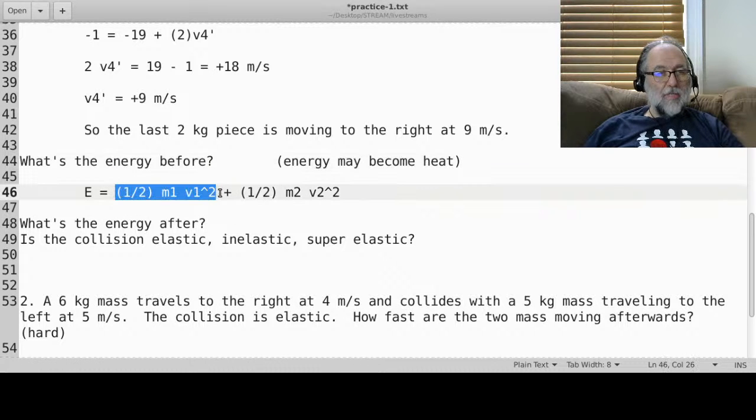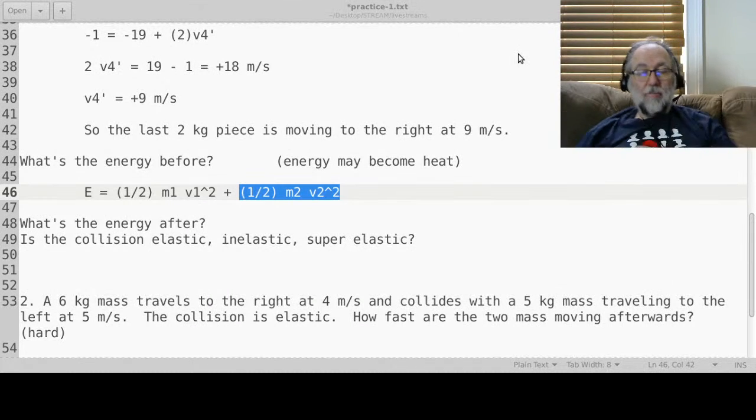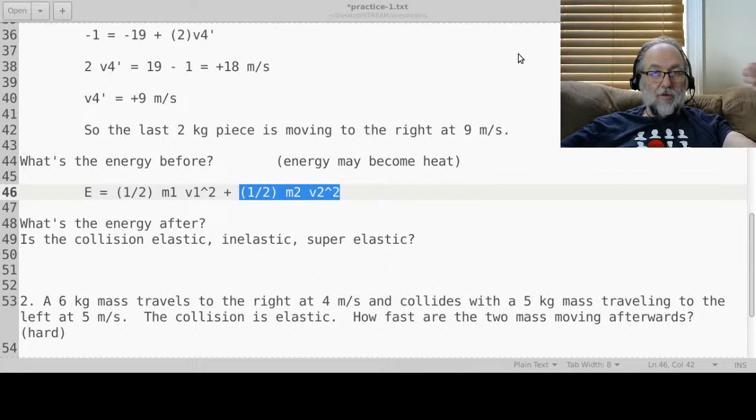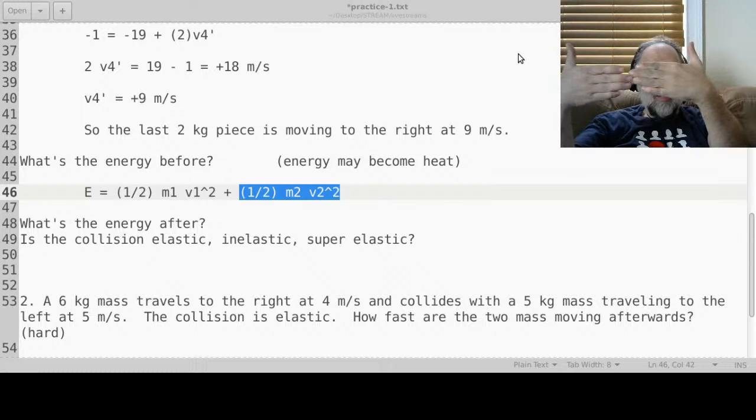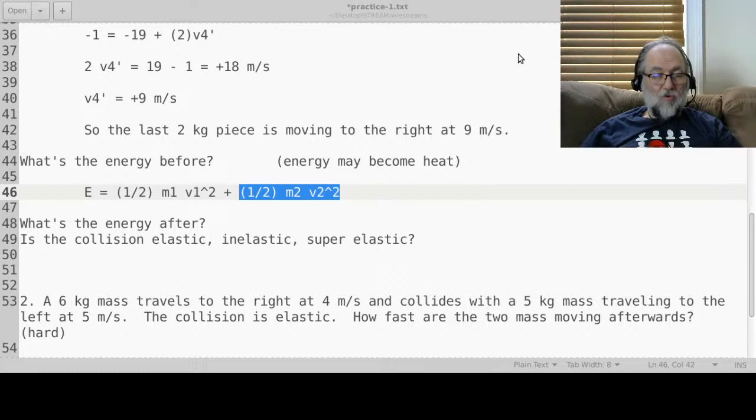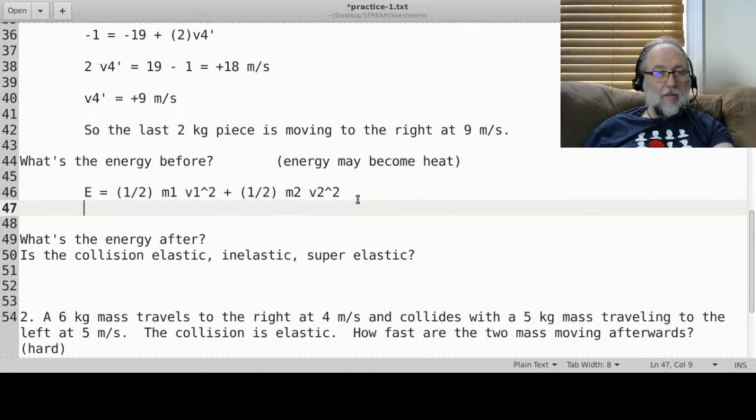Okay, so now there's the kinetic energy for the first mass, and there's the kinetic energy for the second mass, and there's no potential energy because there's just none involved in these problems. They're just moving along, and they're not interacting, and then they come together and they collide, and then they interact. And so you just have the kinetic energy of the first one plus the kinetic energy of the second one, and that gives you the total energy before. Okay, and just substituting in here.